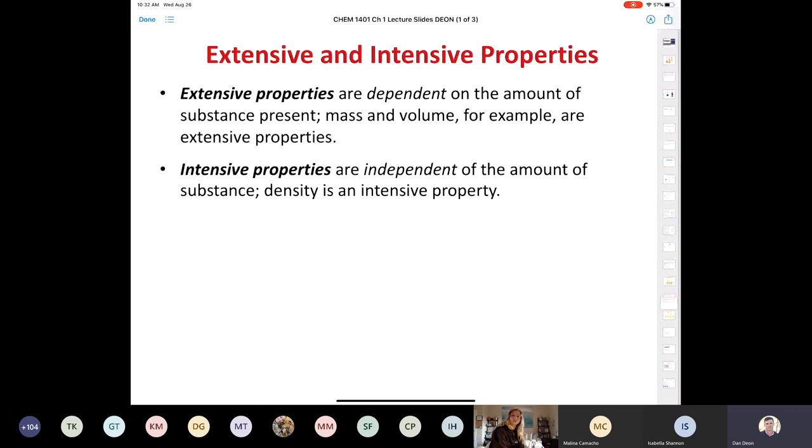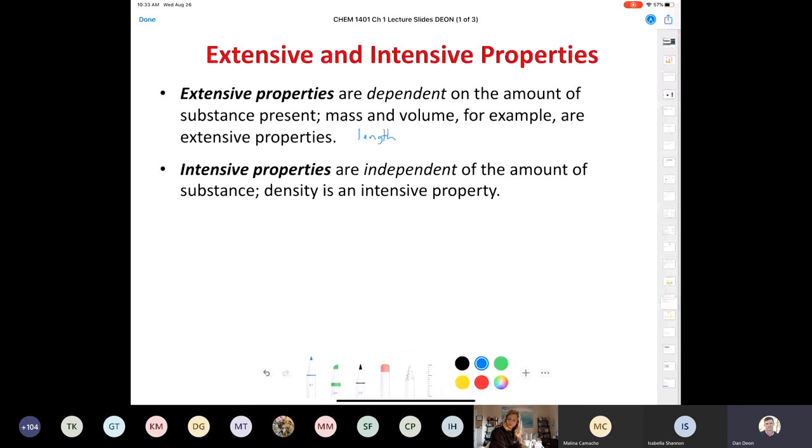So things like mass, you can have 1 kilogram of water, 10 kilograms of water, right? So on and so forth. Volume as well. Again, length, right? You could add length to that one if you wanted to. Let's throw it in there. Length depends on the amount that you have. Whereas intensive properties are independent of the amount of a substance that you have.